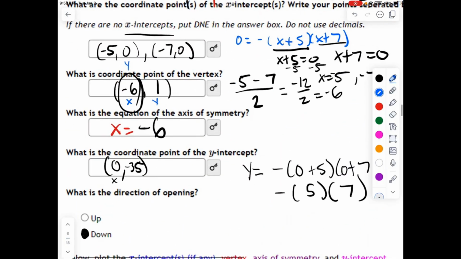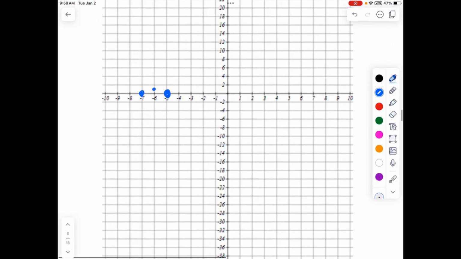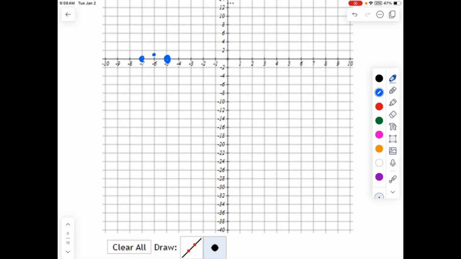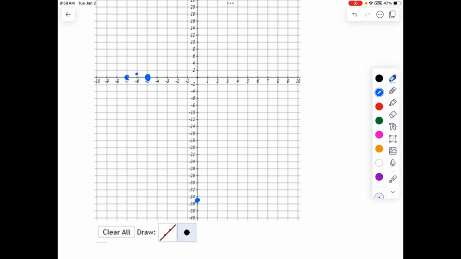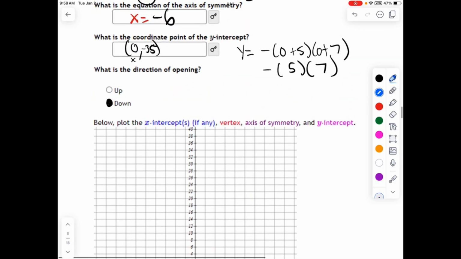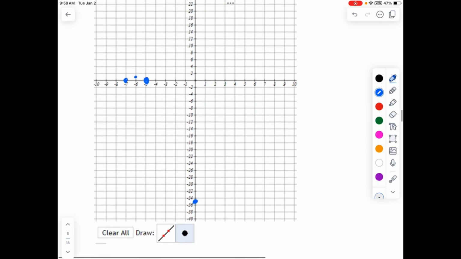Next we have x equals -6 for the axis of symmetry. Let's graph that one last. Y-intercept is 0, -35, which is between -34 and -36. So there's your next point down there. And it'll be going down, which makes sense because if you were to connect the dots, it'd be facing down.